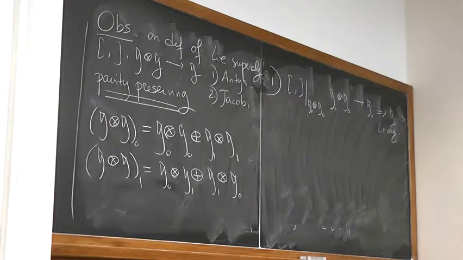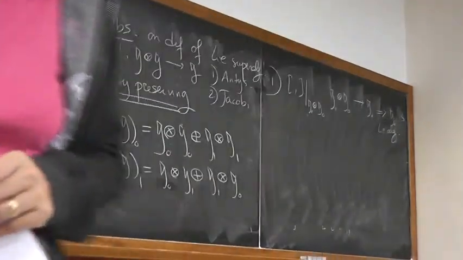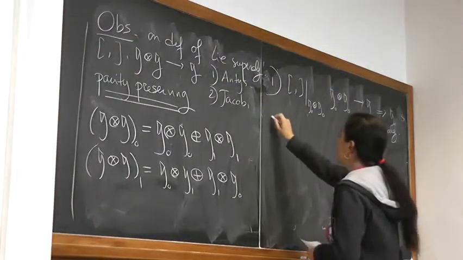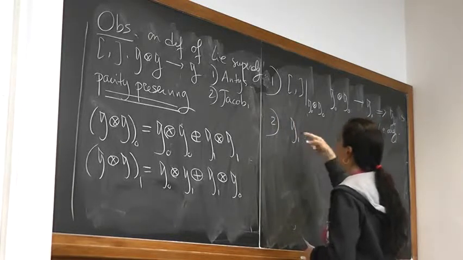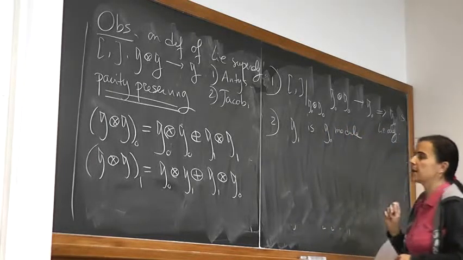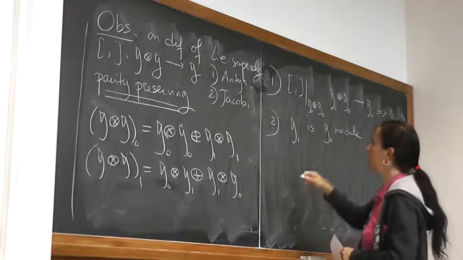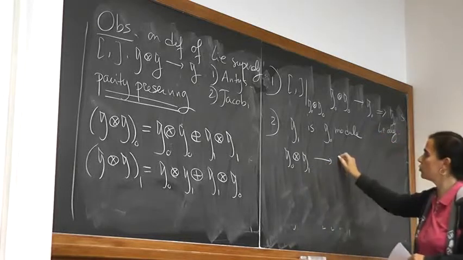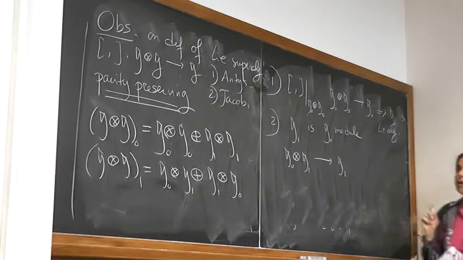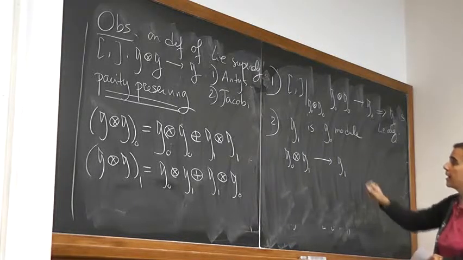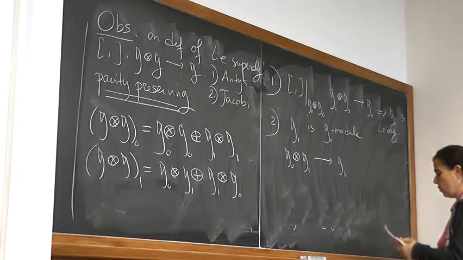Second thing, I have class, I have to go now. The second thing is that G1, the odd part, is a G0 module. What does this mean? If I have a bracket, G0 times G1, this is forced to go to G1. One can check that this is the property of a module map. You have to check, but it's true. Maybe next time I will say more.